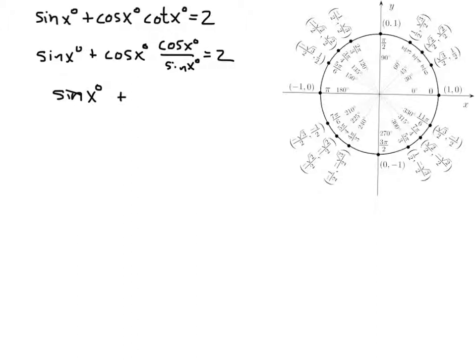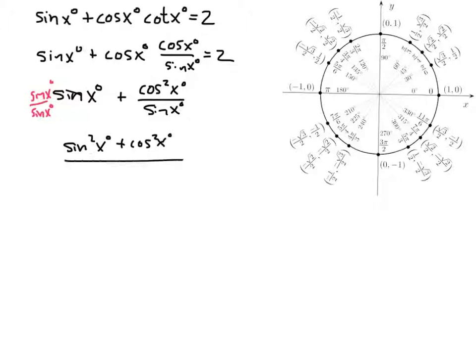So now I have the sine of x in degrees plus the cosine squared x over sine x. Whenever I'm adding two things and one of them is a fraction, I have to get a common denominator. That common denominator is going to be sine x. So this needs to be multiplied by sine x over sine x. So if I multiply this by sine x over sine x, I come out with sine squared x plus cosine squared x over sine x. Oh, sorry, and this was equal to 2.